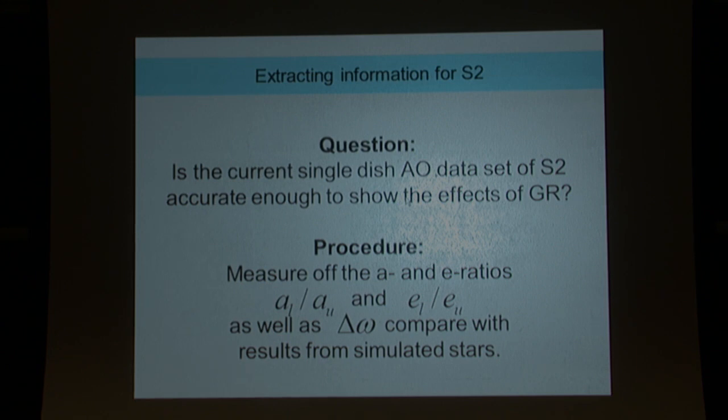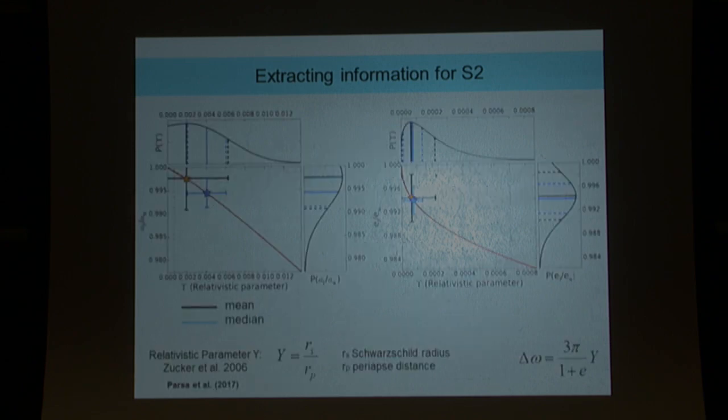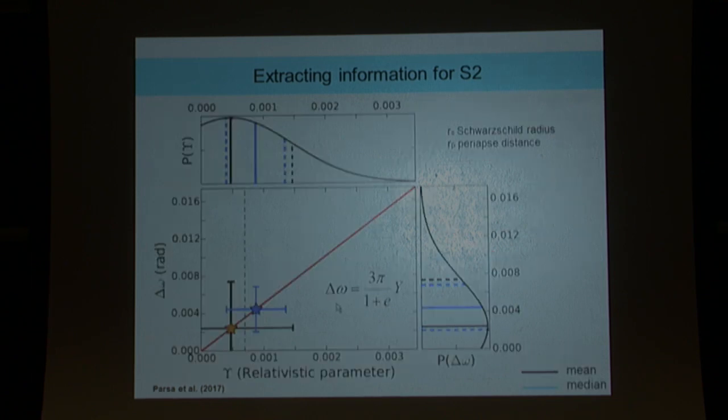Now, question. Of course, we want to use this. Is the current single-dish AO data set for S2 accurate enough to show the effect of GR? The procedure is clear. You take the S2 orbital data, determine the A ratio and the E ratio and delta omega, and compare it to those graphs that we derived. So that's the result. You have to squeeze yourself up into the corner where you're hardly relativistic. And you see that if you take the mean with the conservatively dialed through uncertainties through the whole system, then it looks rather insignificant. It looks more significant if you take the median. But as I said, this is for delta omega the same case, so you do see an effect.